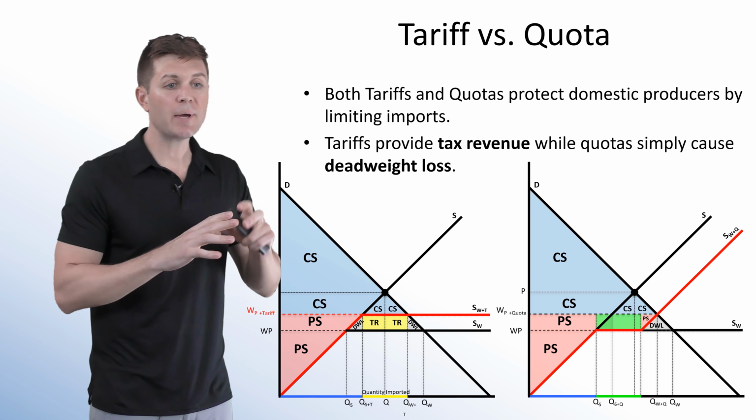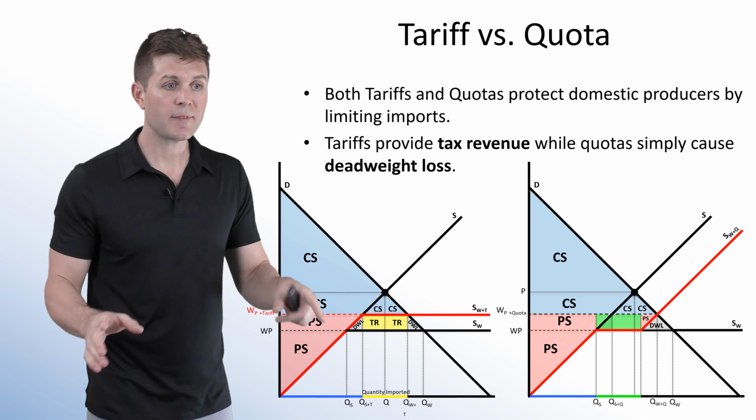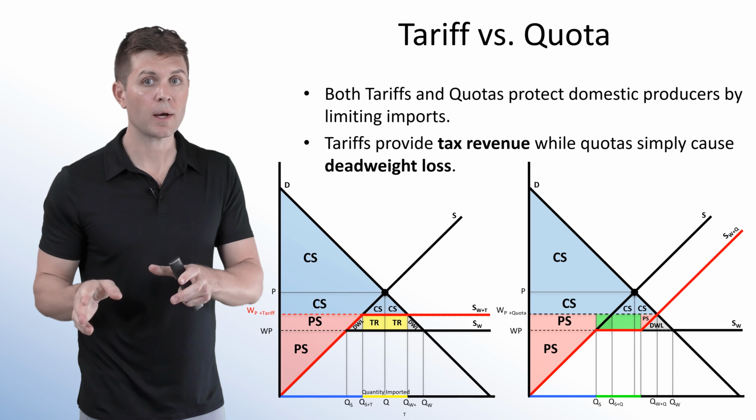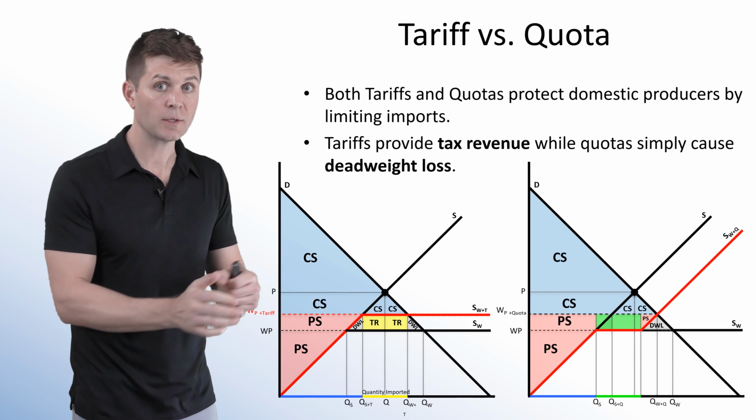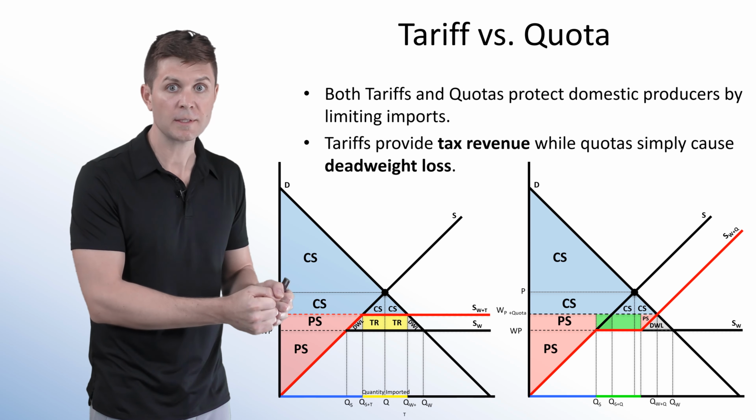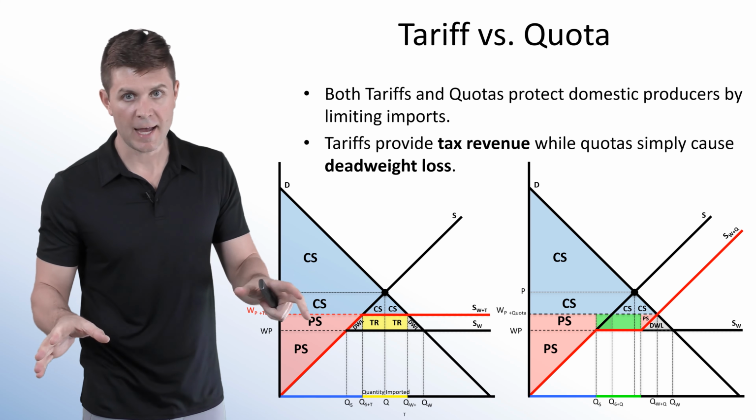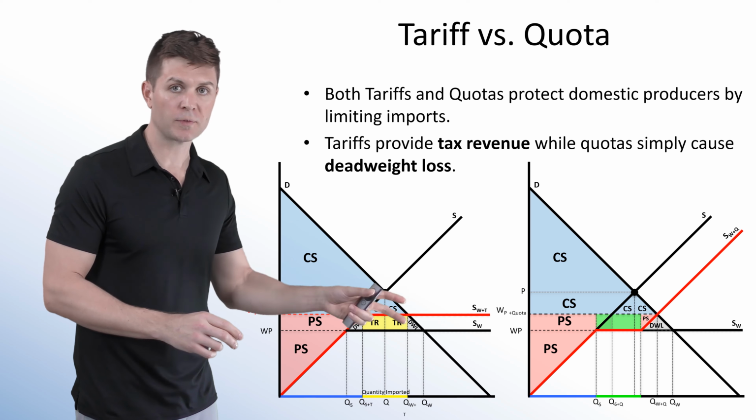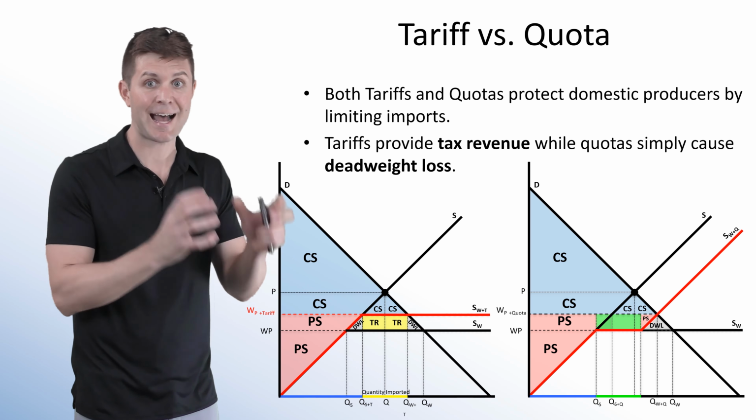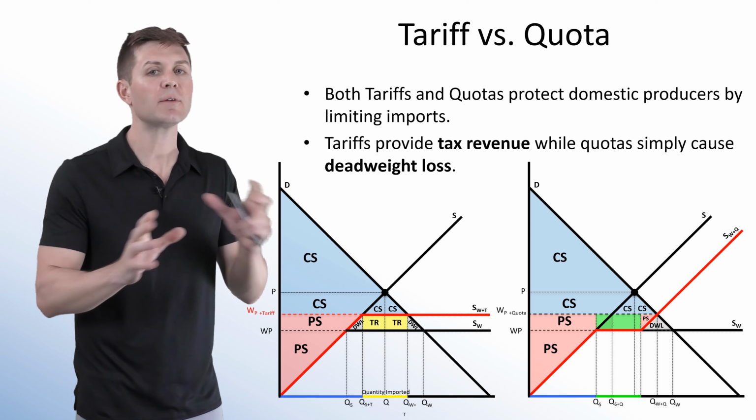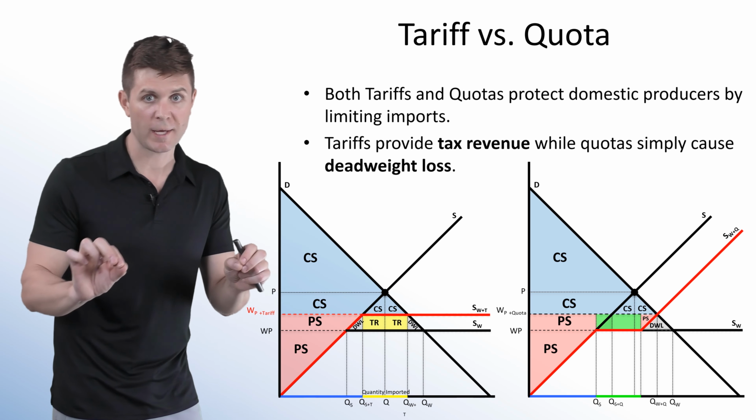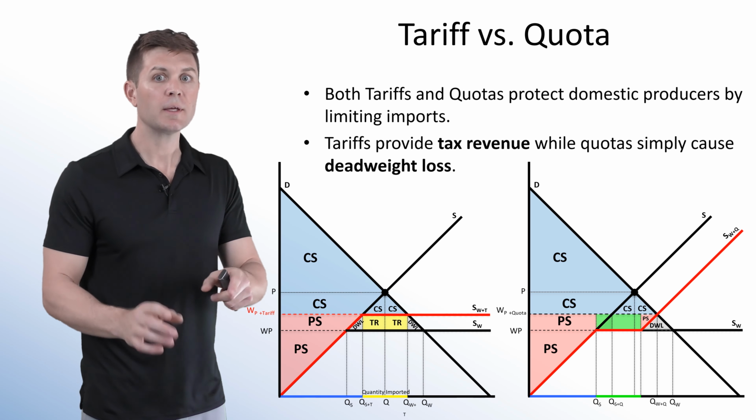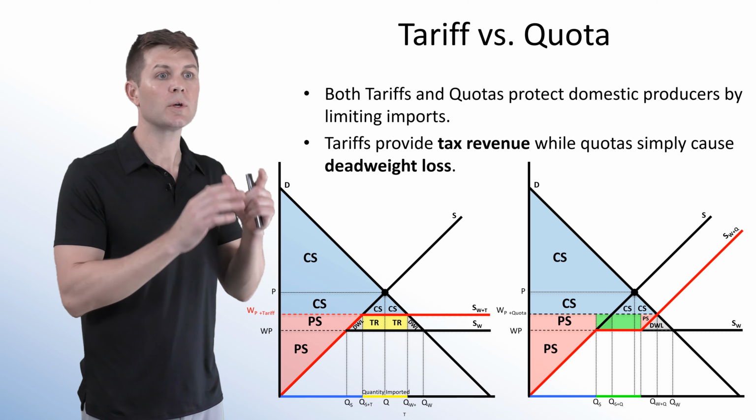The big difference between these two is that with a tariff, we get tax revenues. With a quota, we still limit how much is coming in. Domestic producers are protected, but the government doesn't get any tax revenue. So there is actually a little bit more deadweight loss with the quota than there is with the tariff, but the protectionist policy on the producers is identical if they kind of tweak it the way that it needs to be. So the key difference between a tariff and a quota is the lack of tax revenue on a quota.